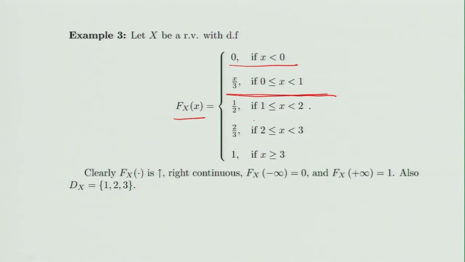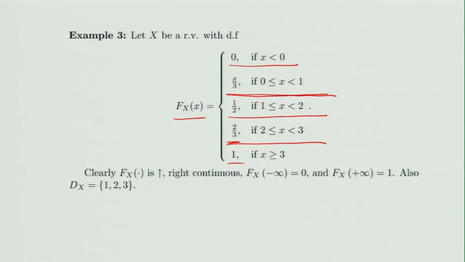At 1 again it changes. It changes from 1 by 3 to 1 by 2, which is increasing. So it increases, and half is a constant, so it is non-decreasing between 1 and 2. At 2 again it changes. It changes from half to 2 by 3, that means 0.5 to little more than 0.6, which is again increasing. And then it remains constant between 2 to 3. At 3 it changes from 2 by 3 to 1, which is again a jump in the positive direction. So it is non-decreasing. It is right continuous because x by 3, half, 2 by 3, 1, 0, such functions are continuous. So the only points of discontinuity could be 0, 1, 2, 3.